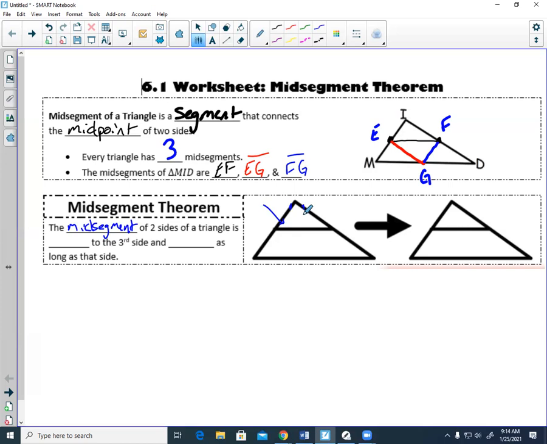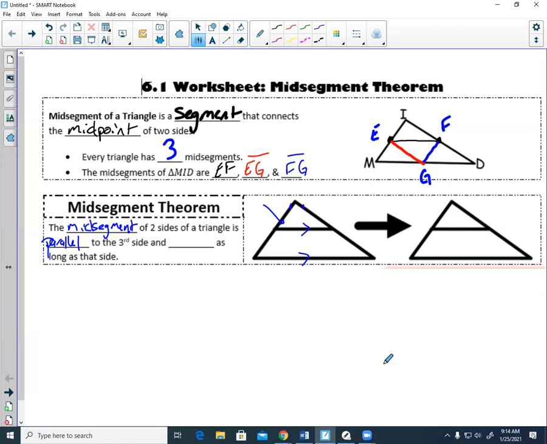And those two lines are parallel. That is correct. These two lines are parallel to the third side. Those two lines are parallel, which means this side and this side are parallel to each other. Okay? That should only be one line. So those two lines are parallel to each other.